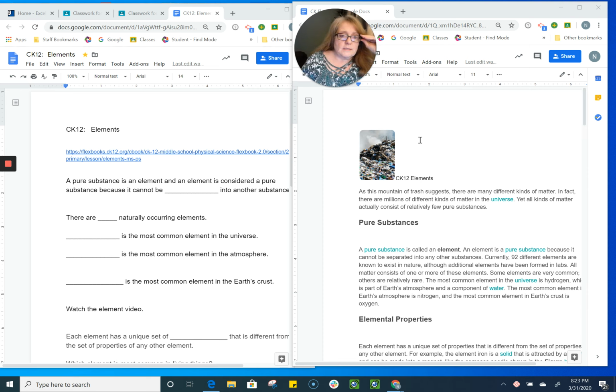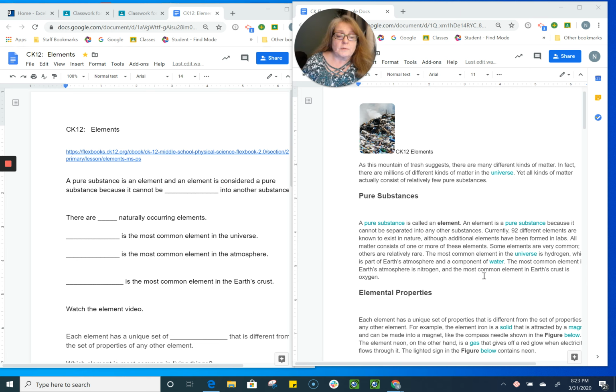So this particular discussion is about elements, and we can talk about pure substances, and pure substances can be elements. And it's considered pure because it can't be separated into any other substance. So your first answer here, a pure substance is an element, and elements are considered pure because it cannot be separated into another substance. There are 92 naturally occurring elements, 92. And this paragraph here goes through what are some of the more common elements in the universe or our atmosphere or the Earth's crust. Okay.